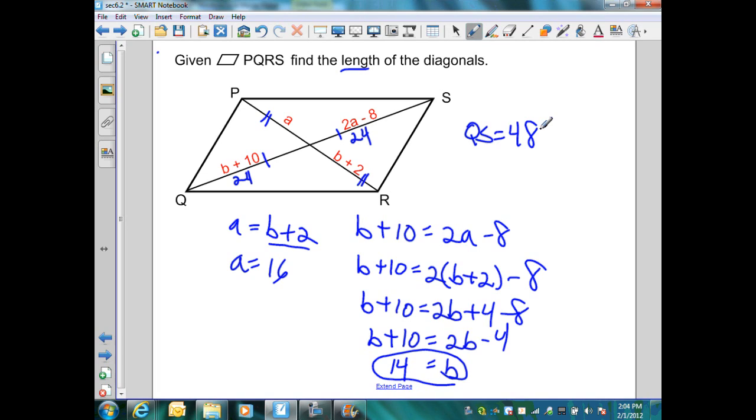Now we have to find the length of the other diagonal. Here, A is 16. B is 14 plus 2, which, of course, we should know is 16. And the length of diagonal PR is equal to 32.